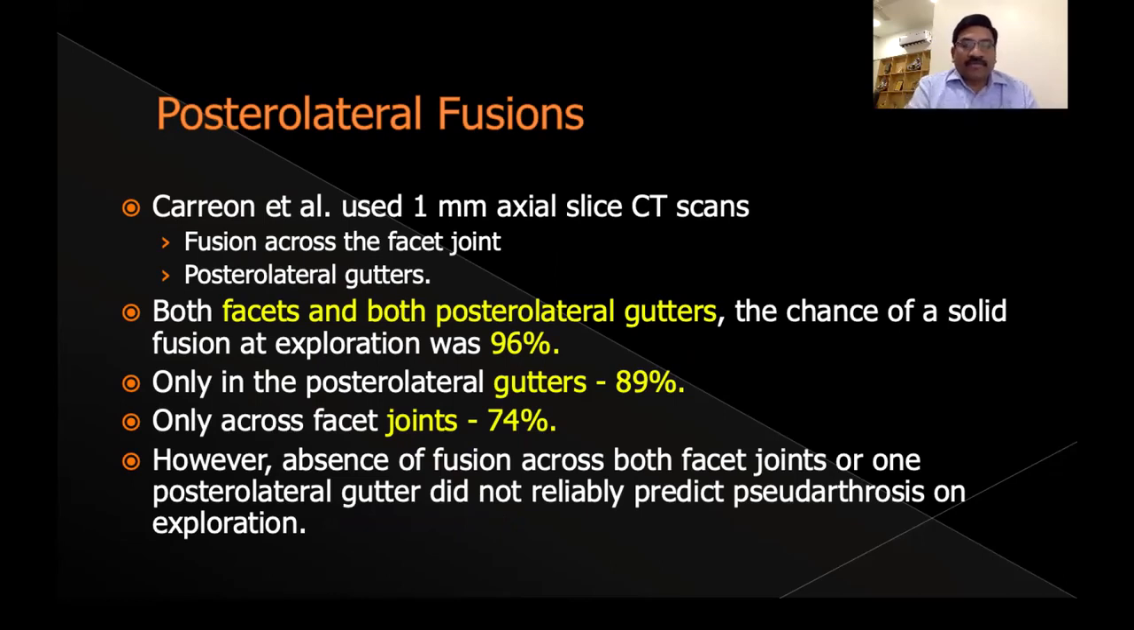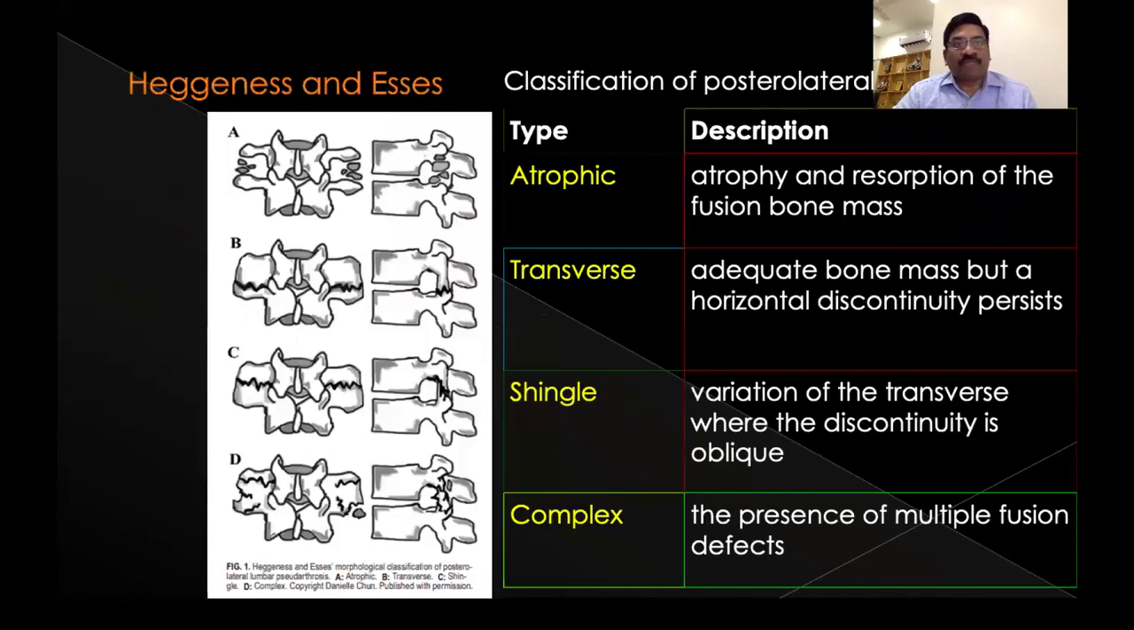CT scans. This can happen with the facets and the posterolateral gutters. When we see both the facets and posterolateral gutters fused, there is a 96% chance of fusion. But if only posterolateral gutters are fused, it falls down to 89%. And if you see only facets fused, it is a 74% chance of fusion on surgical exploration. However, the absence of fusion across both facet joints and one posterolateral gutter did not reliably predict the pseudoarthrosis on exploration.